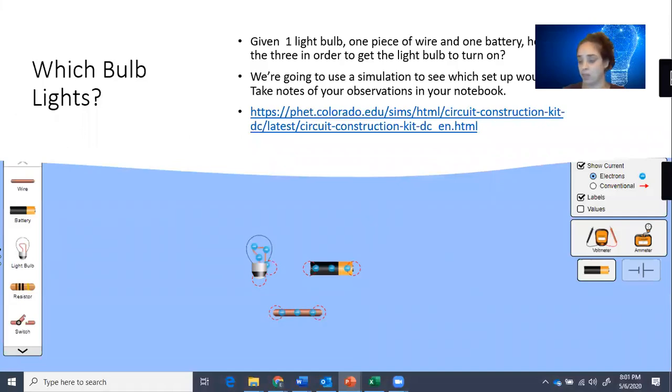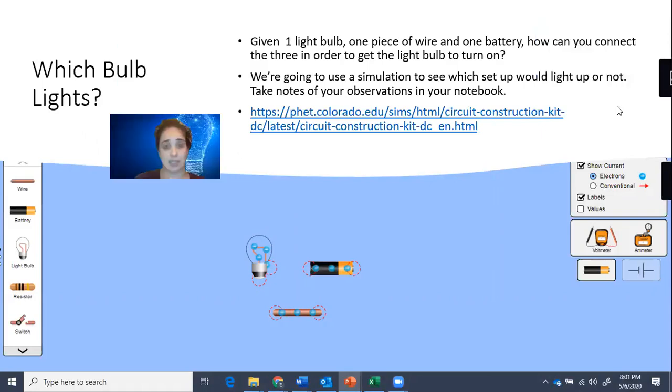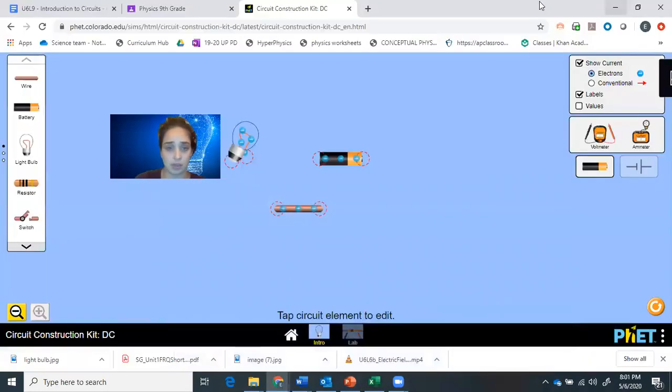Okay, moving along. So now we are going to do an exploration. Which light bulb lights? So given one light bulb, one piece of wire, and one battery, how can you connect the three of them in order to get the light bulb to turn on? Okay, so we're going to use a simulation to see which setup would light or not. And then you're going to take notes of your observations in your notebook. So you can open up the tab for the classwork document. I already have this up here.